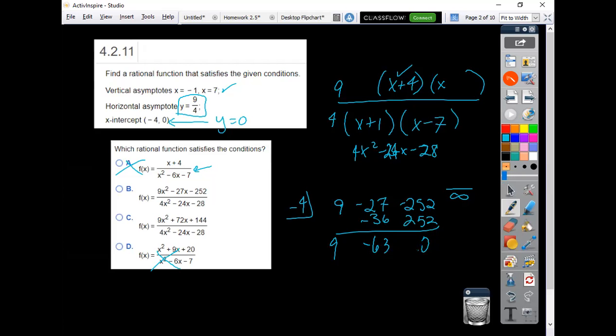What about the other one? If I try taking the -4 out of the 9, +72, +144, and see what happens there. So that'd be 9, -36, that'd be 36. -4 times 36 seems like -144. That seems like that works as well.